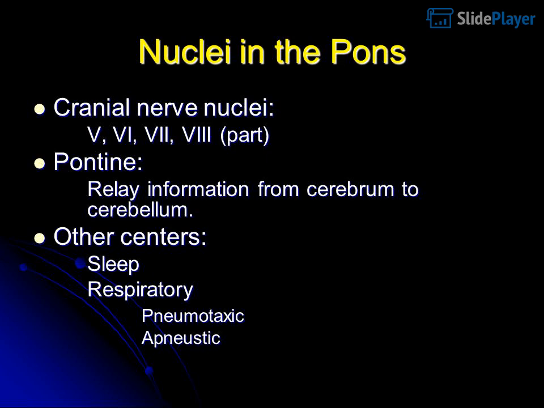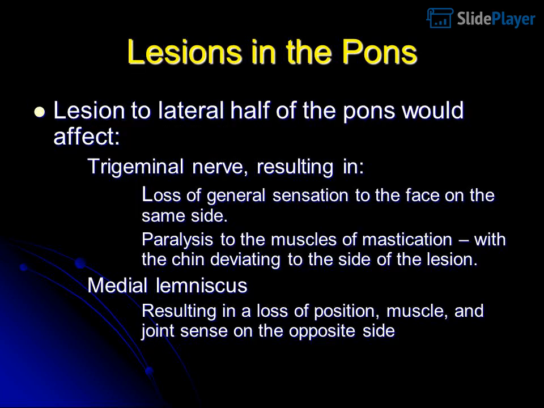Nuclei in the pons: cranial nerve nuclei, pontine, other centers. Cranial nerves 5, 6, 7, 8, part. Pontine nuclei relay information from cerebrum to cerebellum. Other centers: sleep, respiratory, pneumotaxic, apneustic.